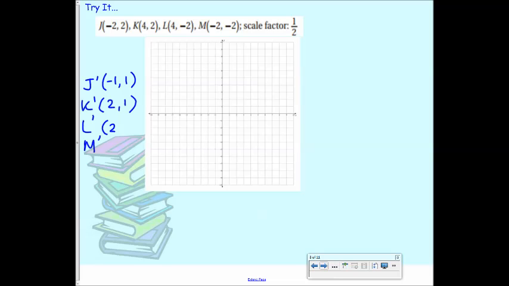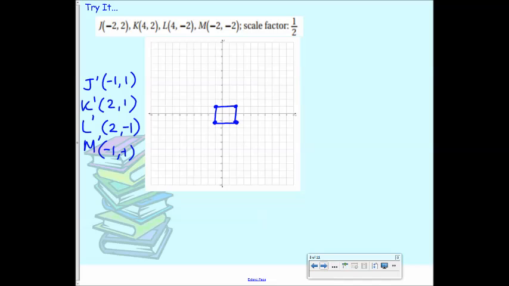So J prime is -1, +1. K prime is 2, 1. L prime is 2, -1. And M prime is -1, -1. What shape is this? A square. Why is it a rectangle, not a square? They're not exactly the same. So how tall is it? 2, and how long is it? 3. Okay, so it's 3 long. Looks kind of like a square, but is actually a rectangle.